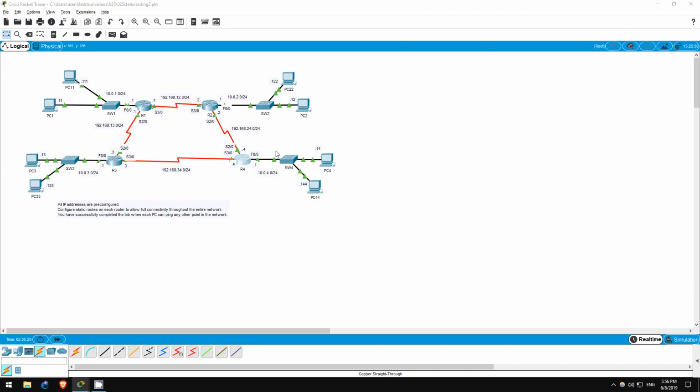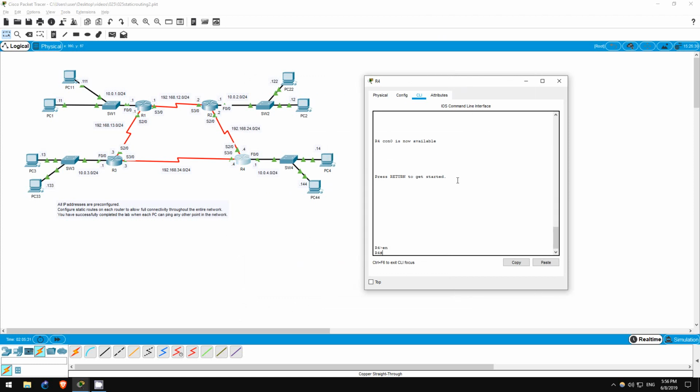Finally, let's configure static routes on R4. R4 needs routes to 192.168.12.0/24, 192.168.13.0/24, 10.0.1.0/24, 10.0.2.0/24, and 10.0.3.0/24. Enable, conf t. IP route 192.168.12.0, 255.255.255.0, 192.168.24.2. R2 is the next hop. IP route 192.168.13.0, 255.255.255.0, 192.168.34.3. R3 is the next hop.